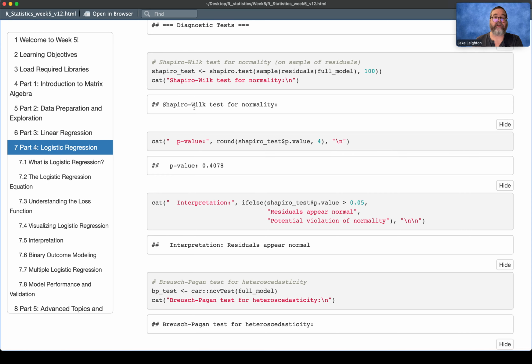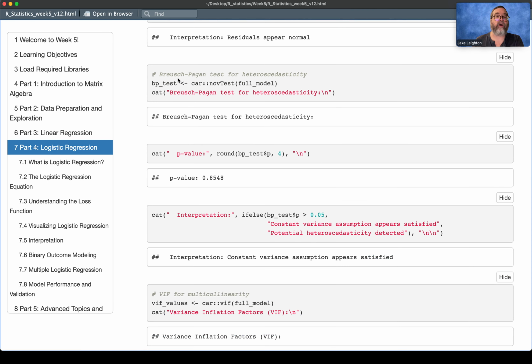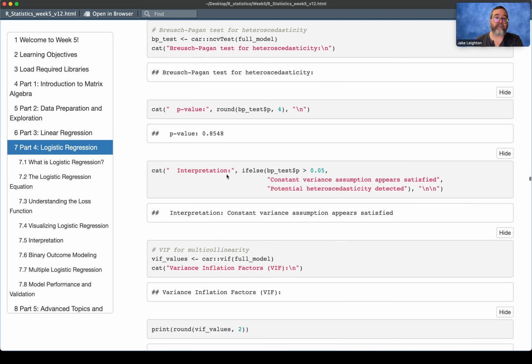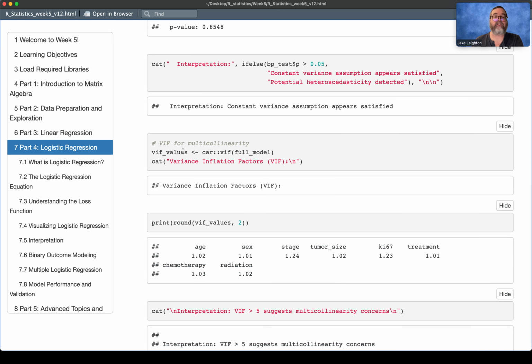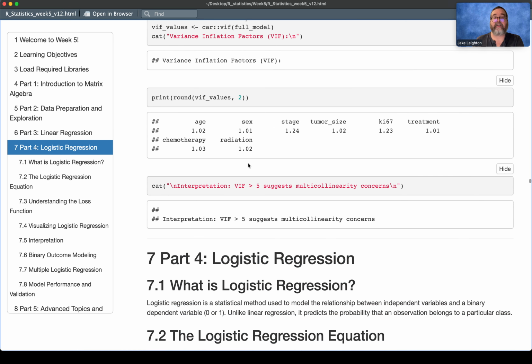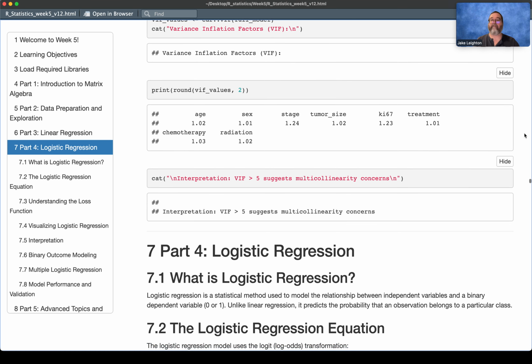We can do the Shapiro test just to make sure it looks normal. There's another test called the Breusch-Pagan test. This is for the equal variance. You can run that using the car package, and that shows we're good there too. And then for multicollinearity, the car package again, this VIF. This is all just on the full model, and as long as we're below 5, we're good on that. Looks good. So the model overall looks pretty solid, that full model.